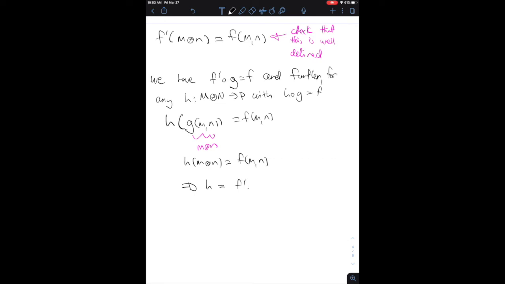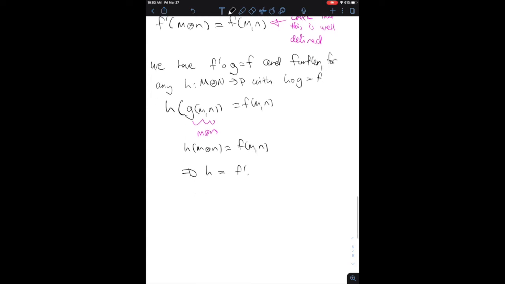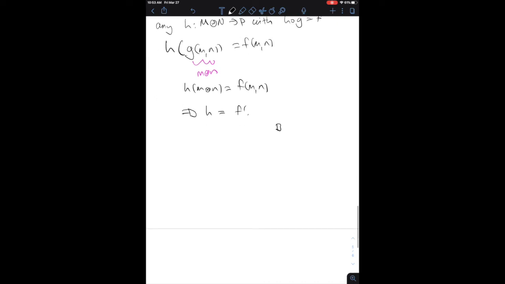So for any map which factors f through the tensor product, we have to have h equals f prime, which gives us the uniqueness part of the universal property. So this proves that the tensor product has the required universal property. Okay, so here's a corollary. Let M and N be R modules. Then the tensor product is the unique R module with the universal property up to isomorphism.